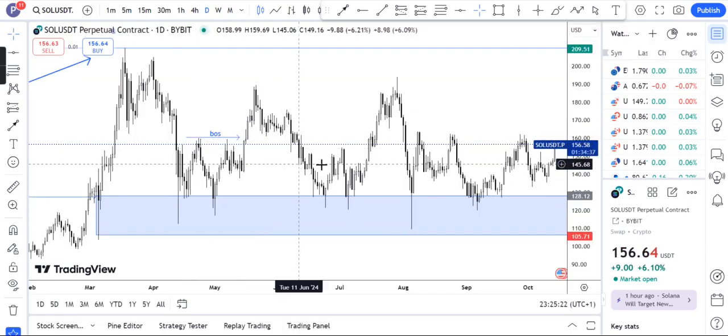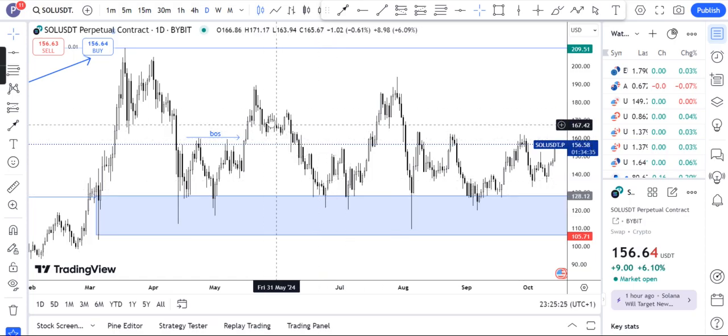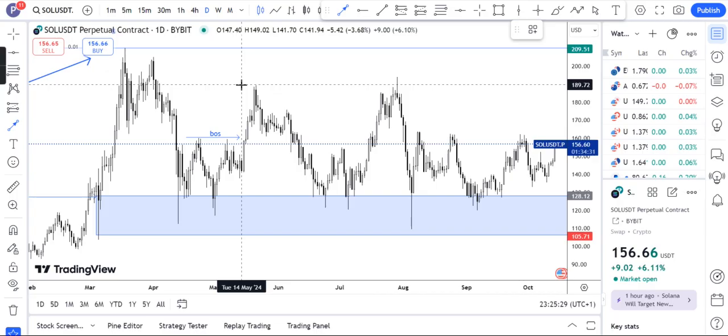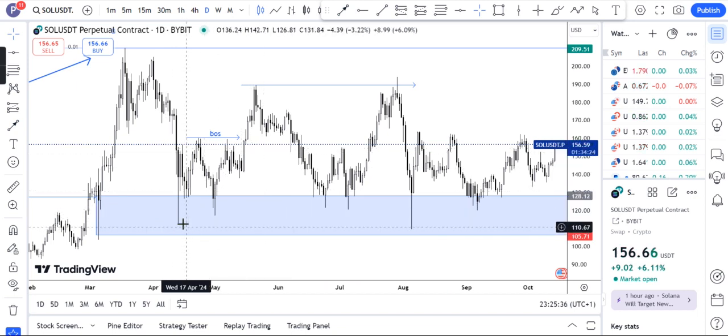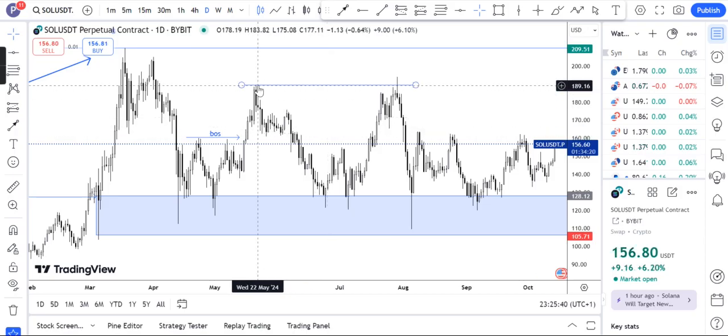So this is one of the BOS we have. And then market also did its thing. It came here, and I would say it has hit, based on this BOS, would create a structure between this level and this level, this being our point A.